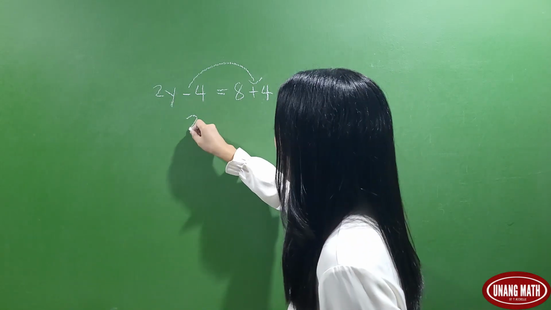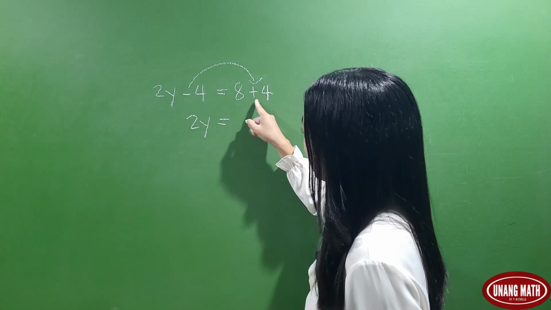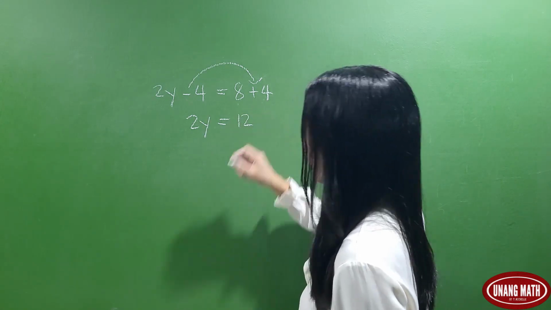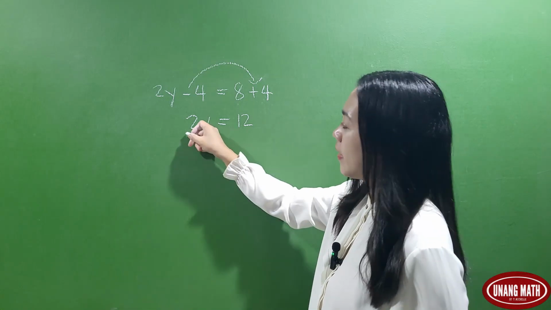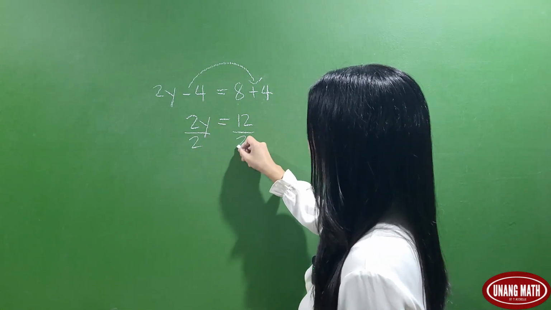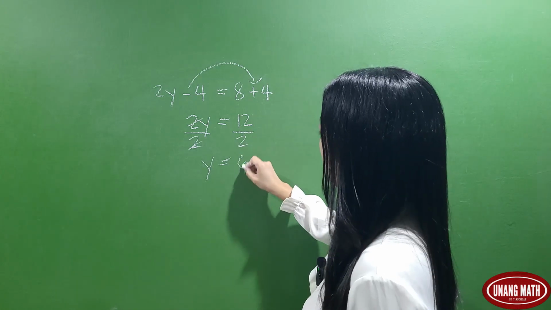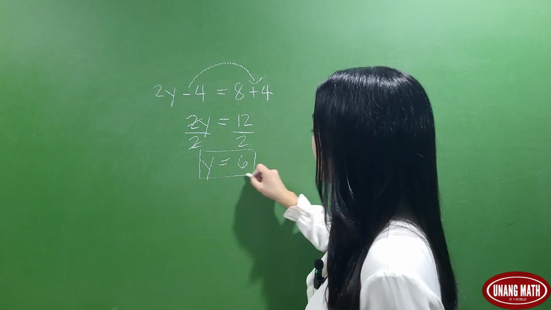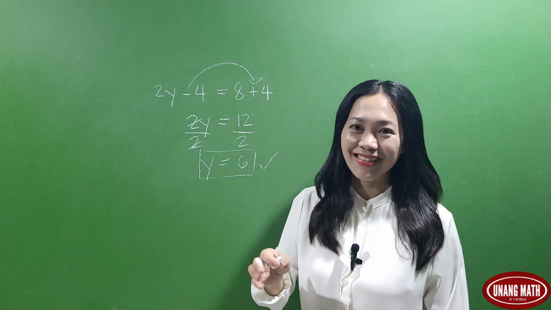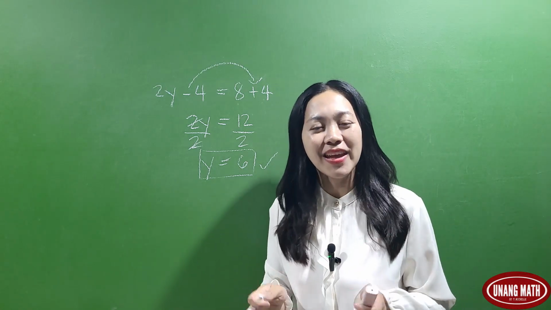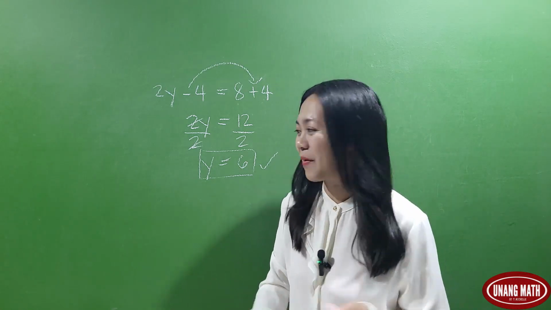So we only have 2y on the left side of the equation. 8 plus 4, that's 12. And to find the value of y, just divide both sides by 2. And if we simplify, 12 divided by 2 is 6. So the solution to this equation is 6. Okay, how about in an inequality?